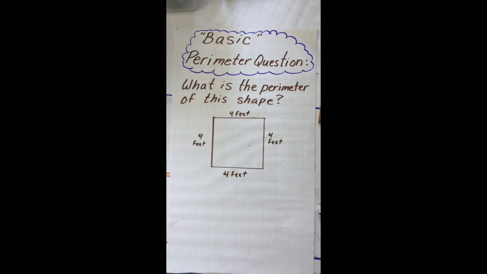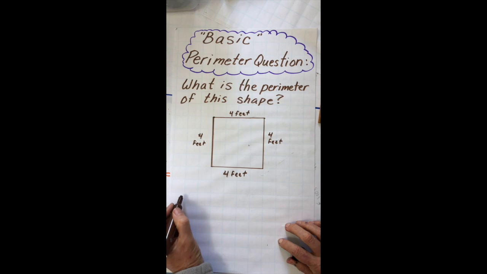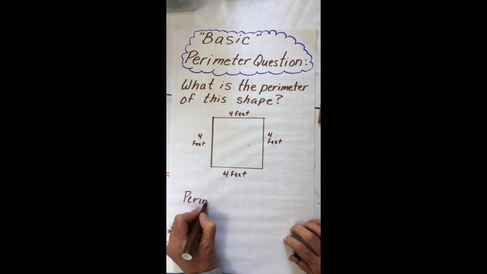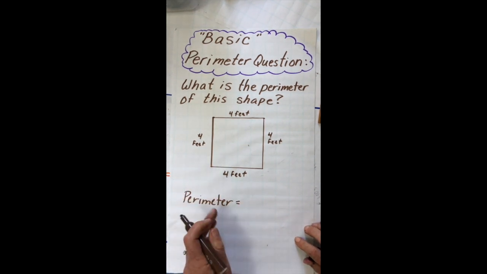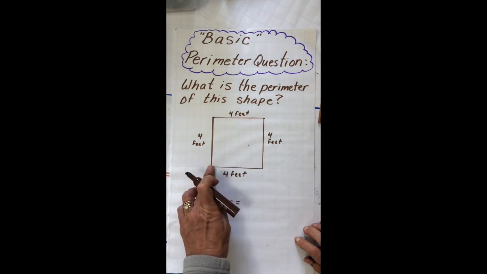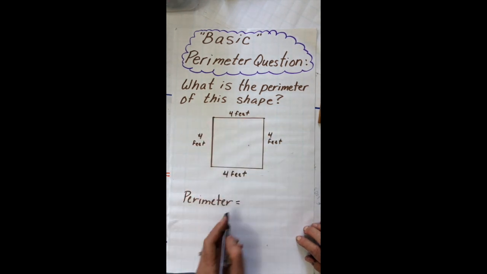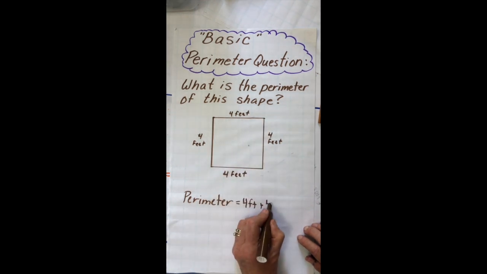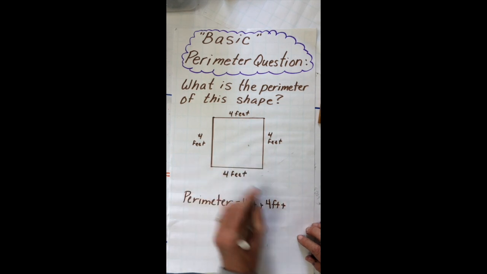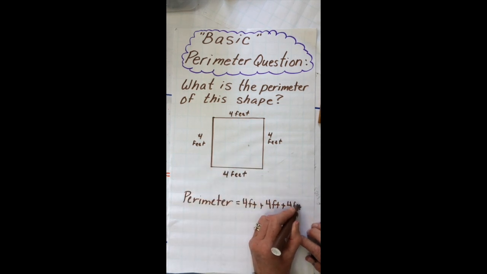Okay, now let's go over a basic perimeter question. What is the perimeter of this shape? Perimeter plus it's the frame of the window. So this one I could say perimeter, and I'm going to plus. So I know I'm plussing. So all I'm doing is I'm going to make the frame. Okay, so I have 4 feet. And then I have another 4 feet. And then I have another 4 feet. And then I have another 4 feet.